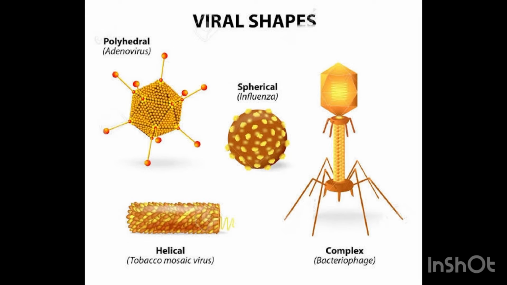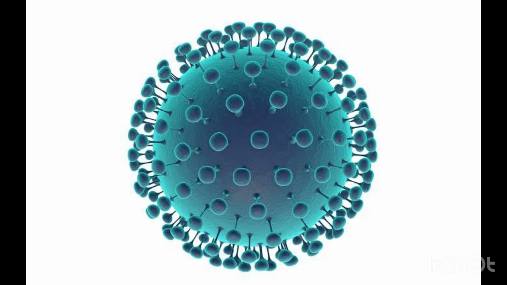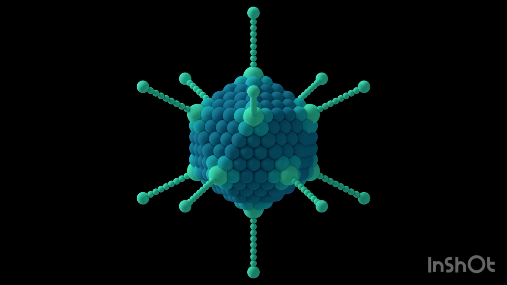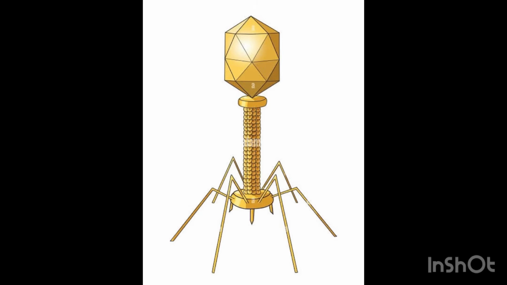Viruses have many shapes. The 4 major shapes seen are spherical, helical, polyhedral, and complex. Influenza virus is one example of spherical shapes. Helical viruses are rod-shaped with coiled genetic material, such as tobacco mosaic virus that infects tobacco leaves. Polyhedral viruses are many-sided viruses such as adenovirus. Complex viruses are a combination of polyhedral and helical viruses and also have tail fibers. Bacteriophage is a famous example of complex viruses. Viruses can have other varieties of shapes.